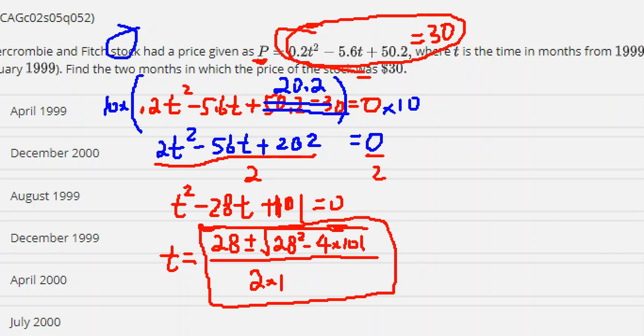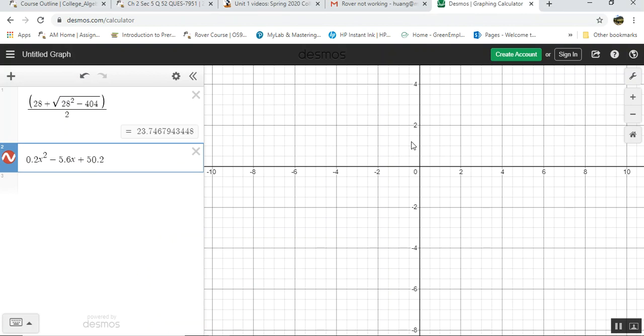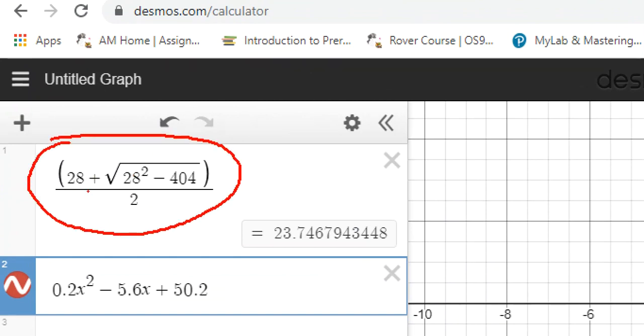And by the way, keep in mind, this is the function that we have, and we want to solve this equation. When I switch to decimals, I have to erase all these, so I typed in the answer that I just created. So 28 plus, it was plus or minus, right? So I do the plus first. Square root of 28 squared minus 404, divided by 2. So it turns out this t is going to be equal to 23.746.